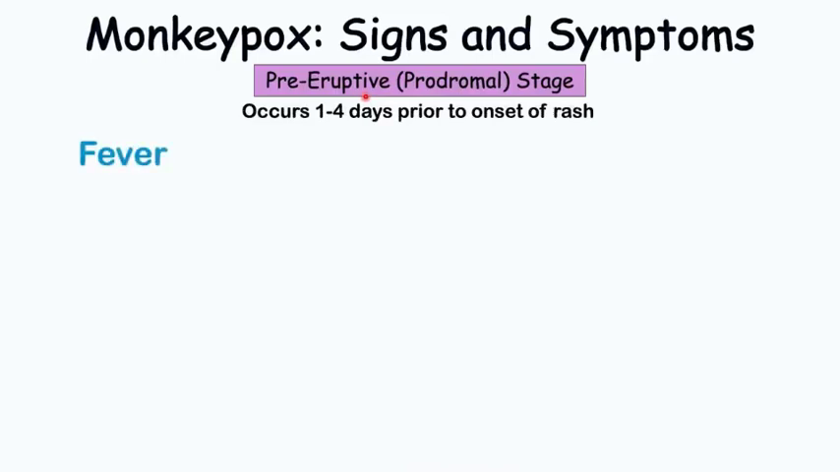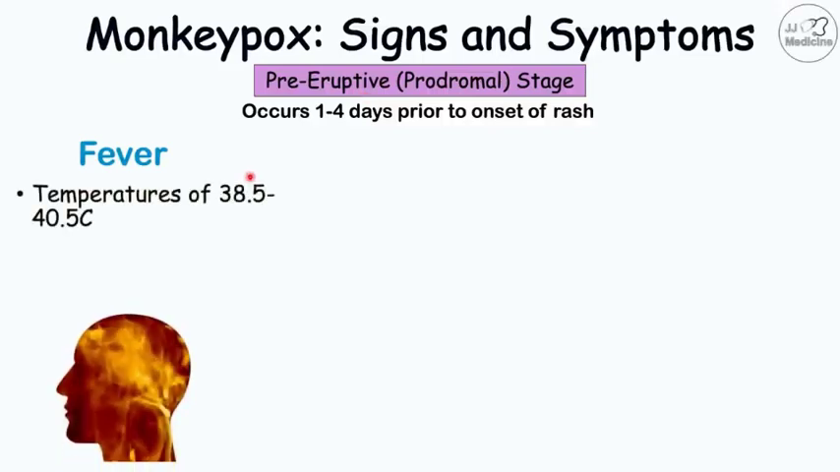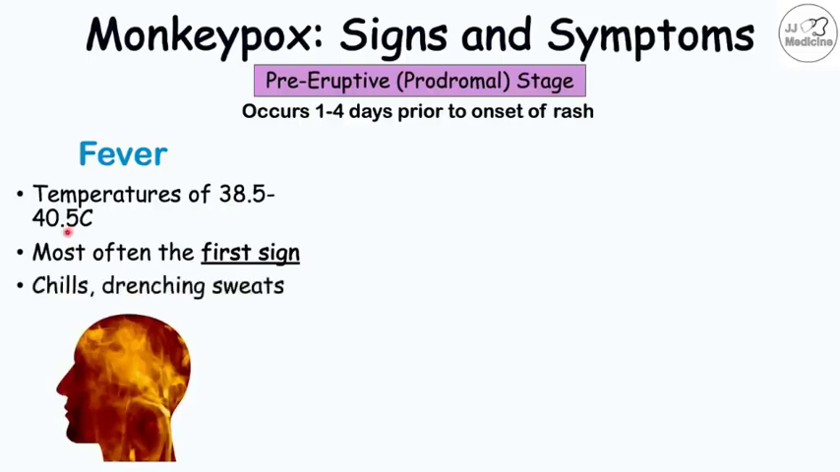So some of the signs and symptoms that occur in this stage include a fever. And this fever is going to cause temperatures of 38.5 degrees Celsius to 40.5 degrees Celsius. And this is the most often first sign or symptom of monkeypox. And along with the fever, chills and drenching sweats can also occur as well.